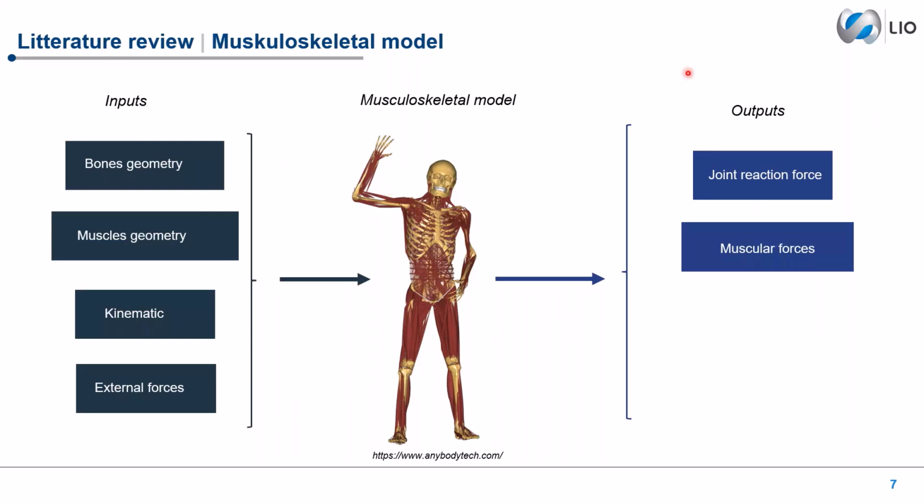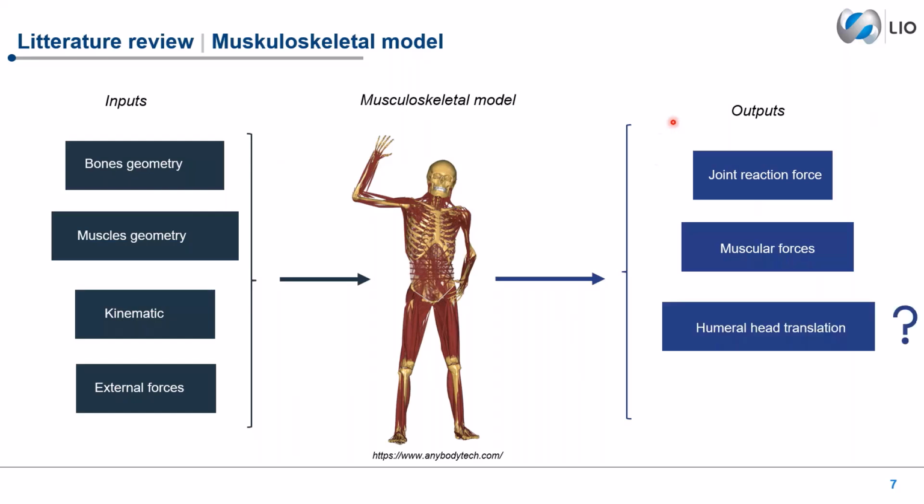So it's a model, and as output, we have the joint reaction force and muscular forces. But what we don't have is the specific kinematics of the humeral head translation.